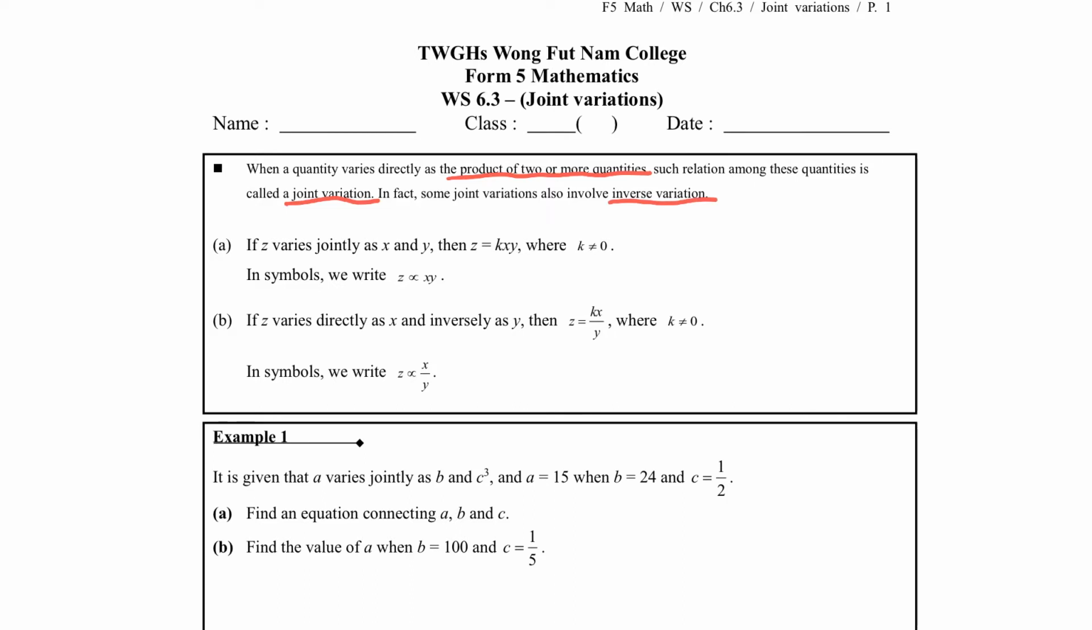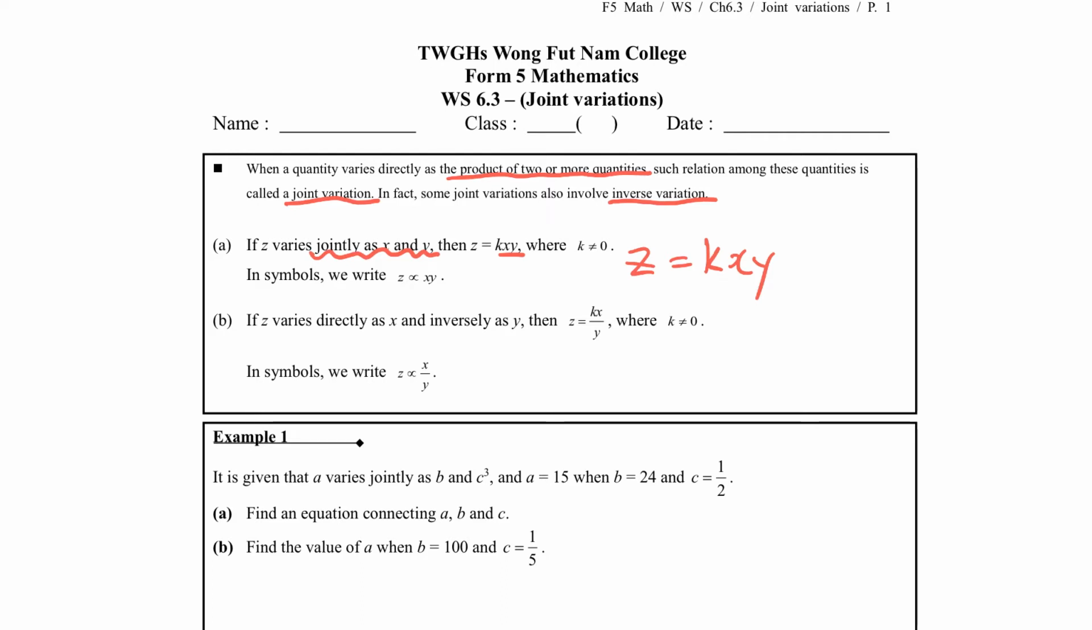So how do we know whether it is joint variation or not? They vary jointly as x and y. That means z is directly proportional to x and y together, which is the product of them.